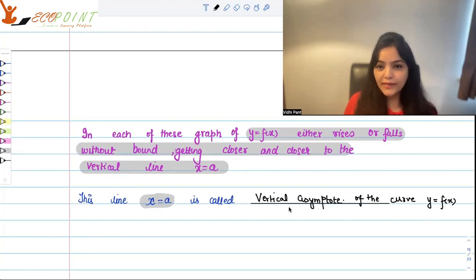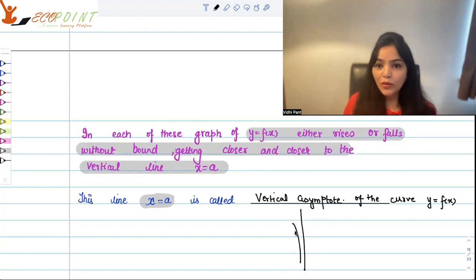Actually, it's coming from asymptote. Asymptotos, that's a Greek word which stands for no intersection. And that's what asymptote is all about. So when do we use the word asymptote? When something is going parallel to some line, never intersecting it.